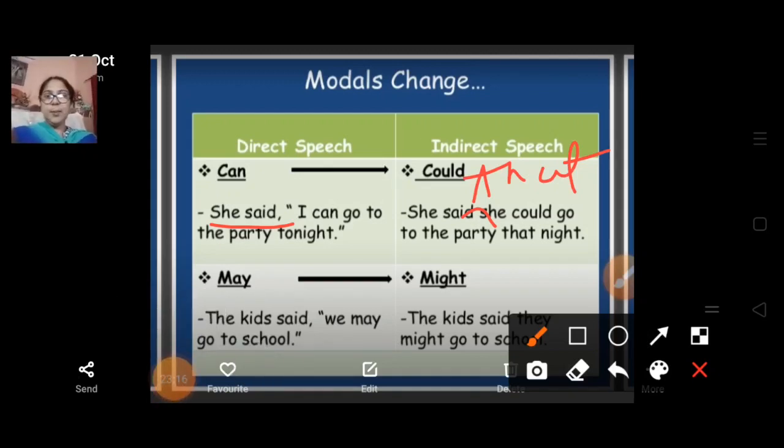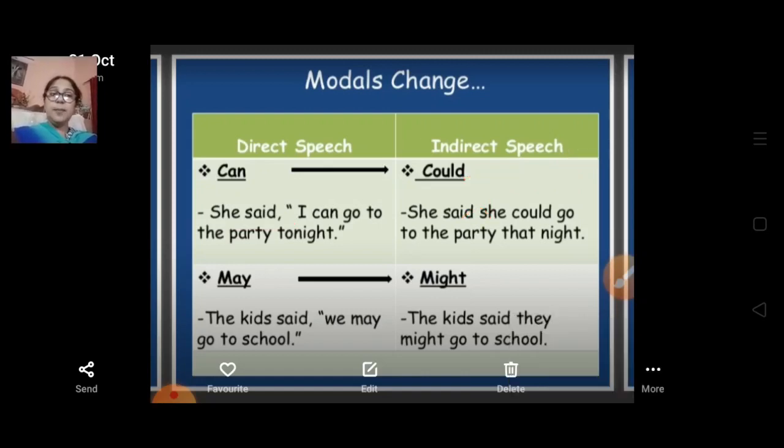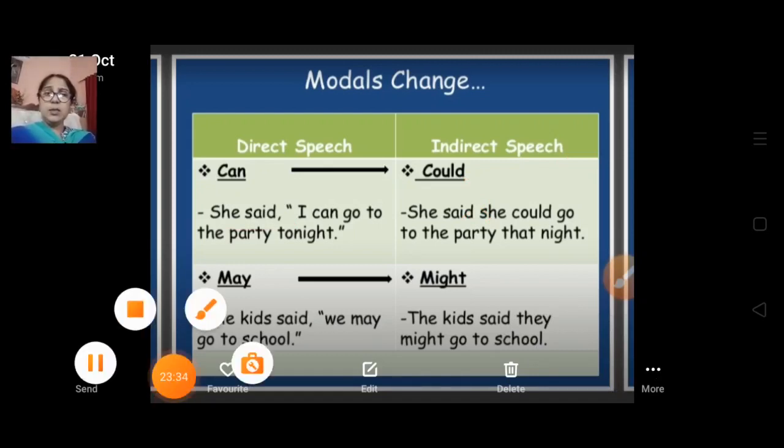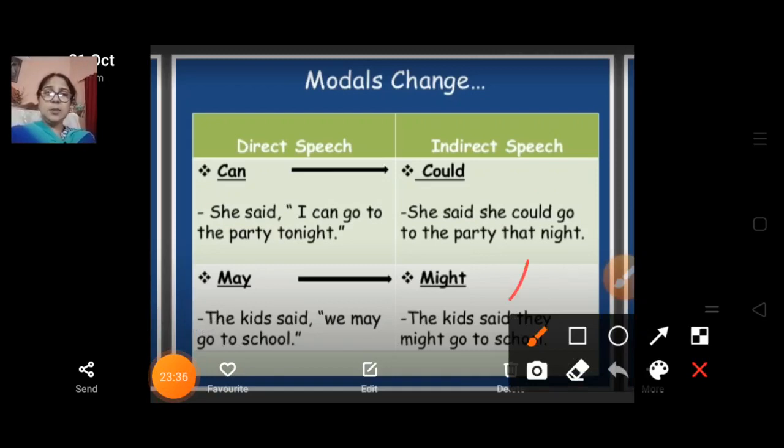Now the next example we are going to see is the modal change: may becomes might. The kid said, "We may go to school." Now here you can see the kid said that they might go to school. So we are just going to add that. The kid said that they might go to school. May becomes might over here.